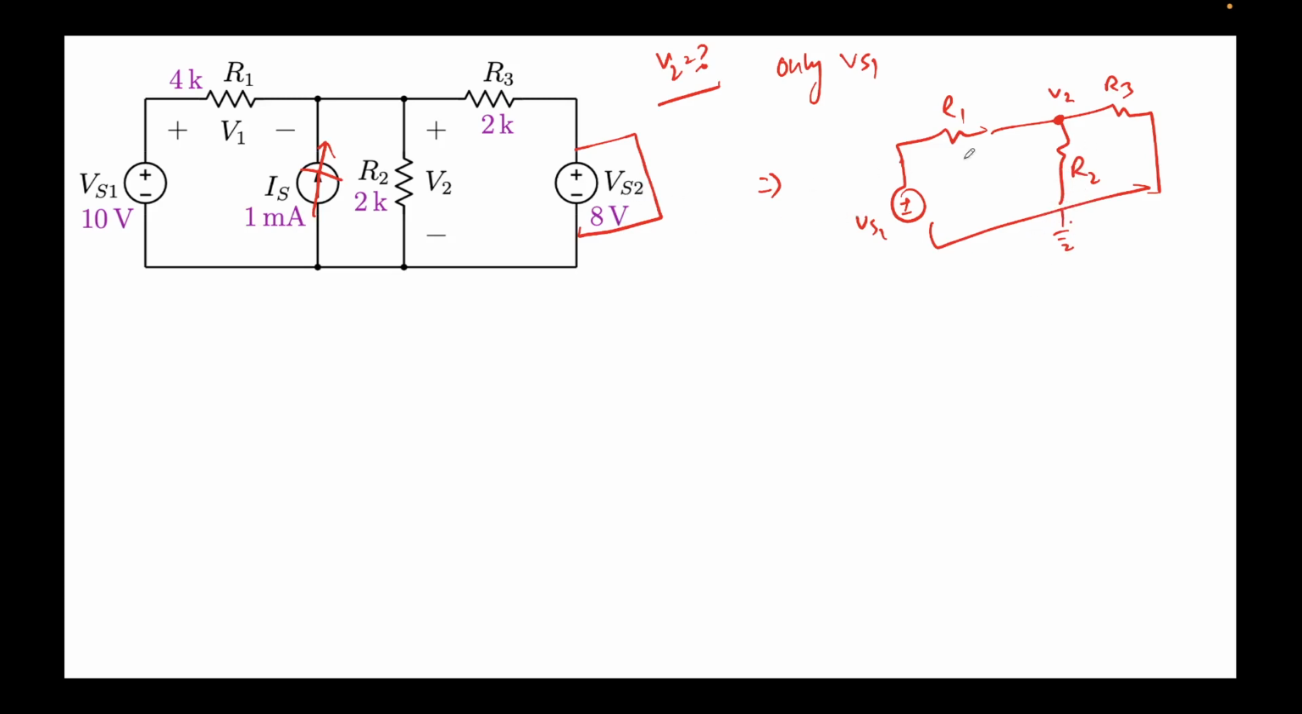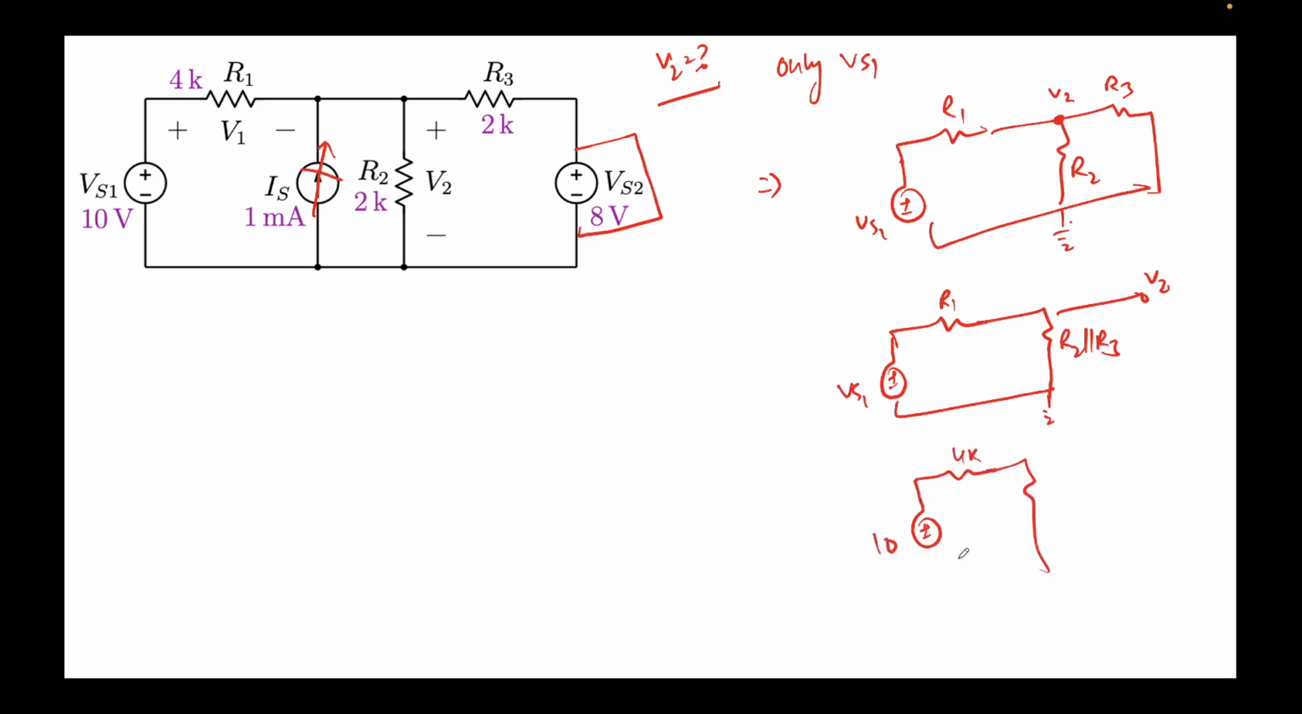So I only need to find the value of V2, right? You can see that R2 and R3 are in parallel. So I can redraw this circuit as VS1, R1 will remain the same, and this will be R2 parallel R3, and this node is nothing but V2. This node will remain the same, and this is ground, right? R2 is 2, R3 is 2, so 2 parallel 2 will become 1. This is 10 volts, R1 is 4K, this will become 1K, and this is the value of V2. This is ground.